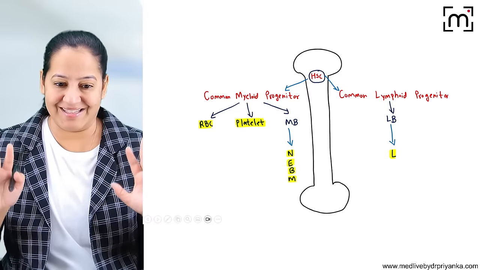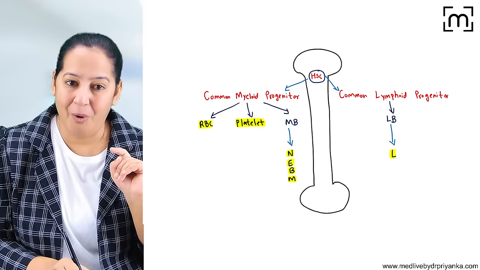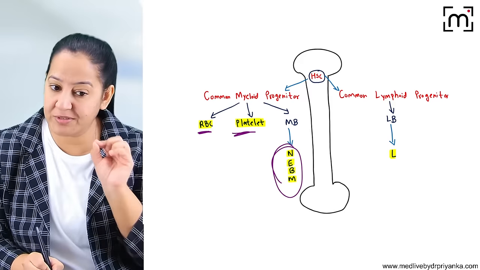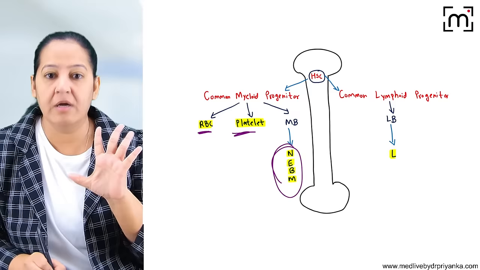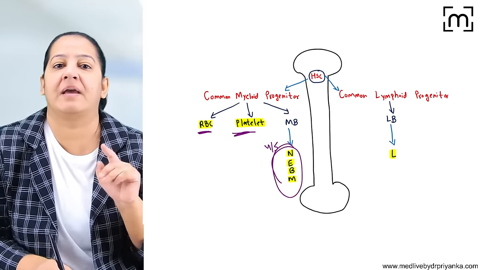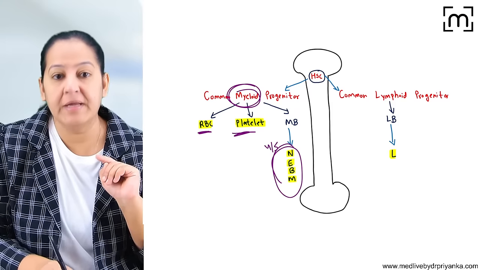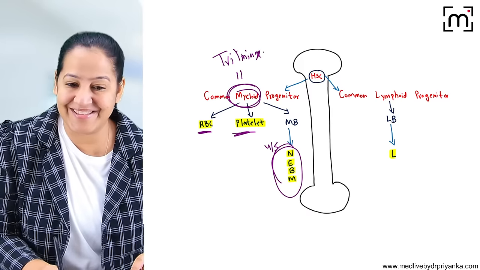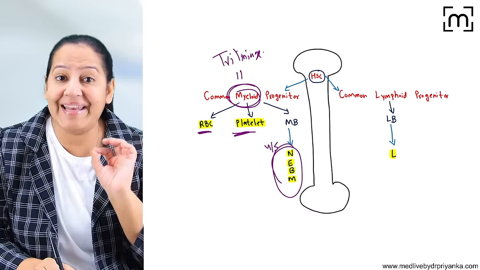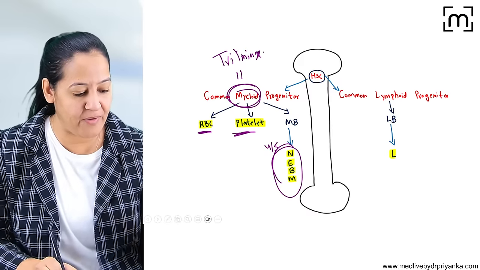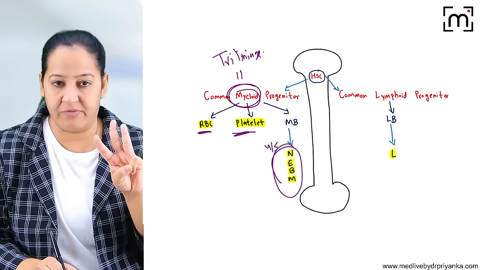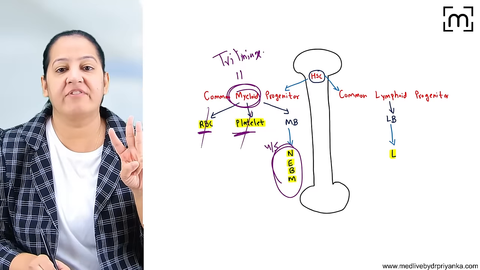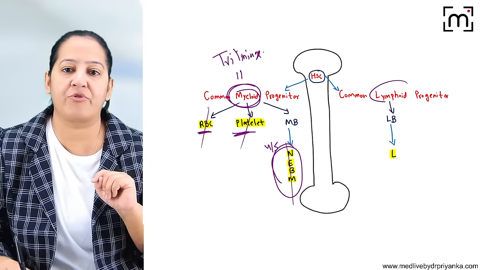So you can see the blood cells. All the RBCs, all the platelets, and maximum WBC, I will use the word maximum, that is 4 out of 5, are from the myeloid progenitor. So can I call the myeloid progenitor trilineage? Say yes or say no? Yes, it is trilineage. Trilineage means it is giving rise to three types of cells. It is giving rise to RBCs, it is giving rise to platelets, and it is giving rise to maximum WBC also. This one is not trilineage.